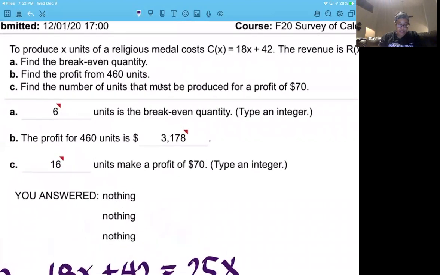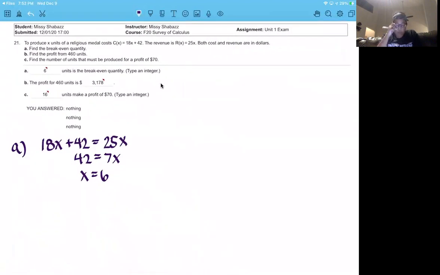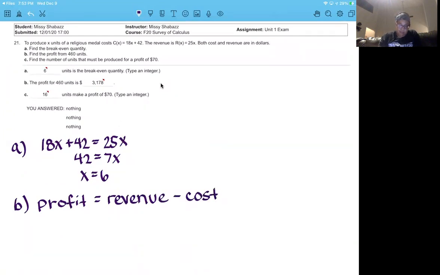The next question is find the profit from 460 units. So next what we need is a profit function. And profit is revenue minus cost. So P of x is going to be 25x minus my cost function, which is 18x plus 42. 25x minus 18x, we already said was 7x, minus 42.